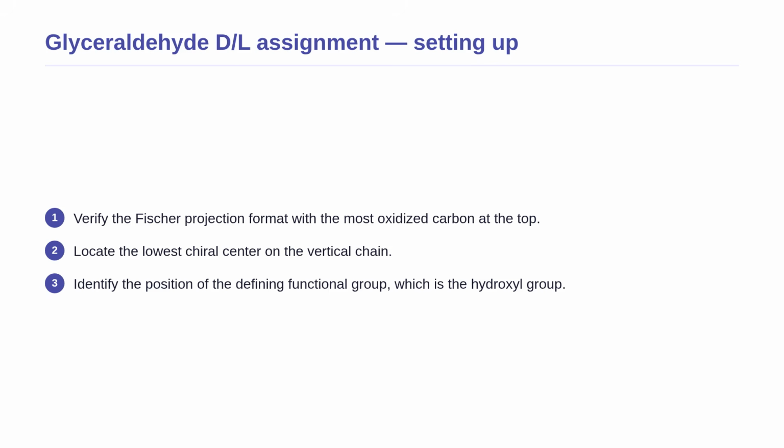Next, we need to locate the lowest chiral center on the vertical chain. Since glyceraldehyde is a simple molecule with only one chiral center, we simply focus our attention on that middle carbon. Finally, we identify the position of the defining functional group, which in this case is the hydroxyl group. We need to see which side of the vertical line it sits on.